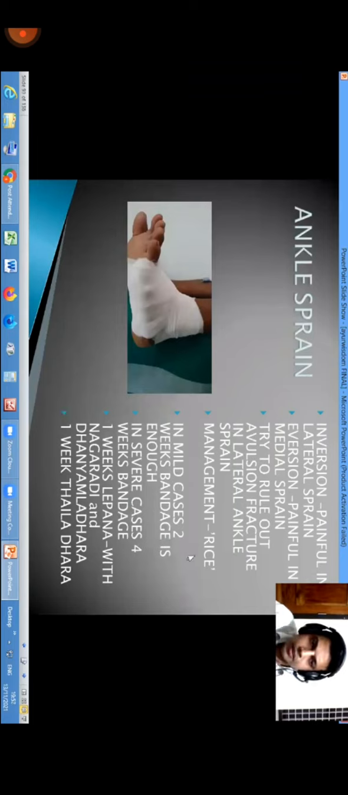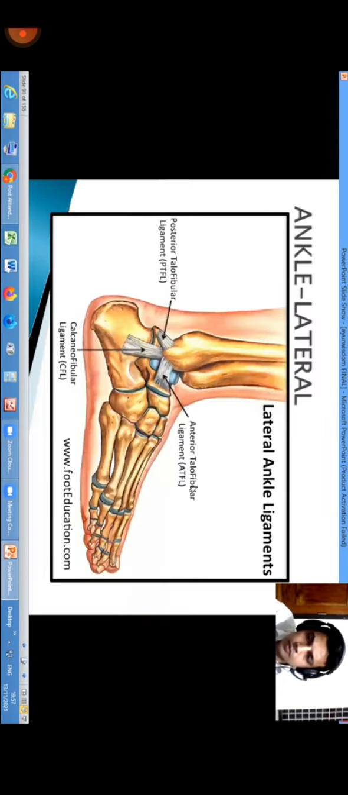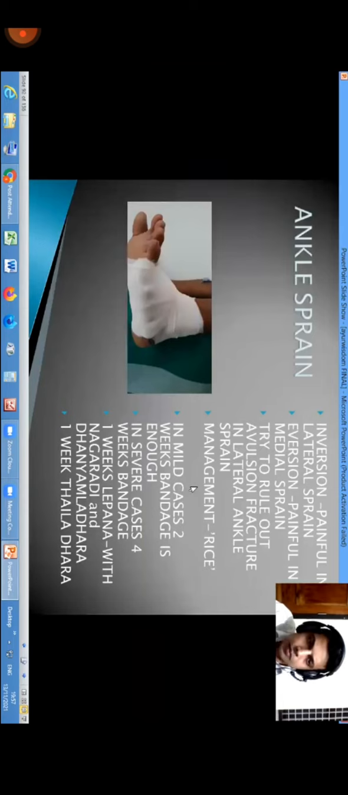Management is the RICE regimen, that is rest, icing, compression bandage and elevation. Icing we can do with ice cubes or either with a cold pack. In mild cases, 2 weeks bandage is enough. In severe cases, 4 weeks bandage may be needed. Then 1 week after the removal of bandage, lepa with Nagaradi, and in the evening we can do Dhanyamladhara on the same day. Then after 1 week of lepa and Dhanyamladhara, apply Taila Dhara.